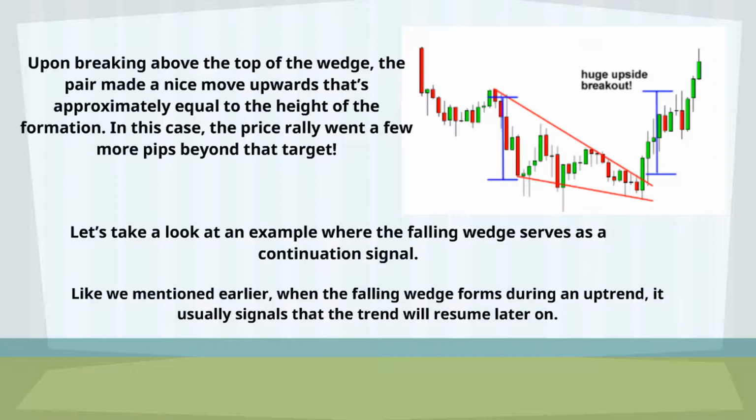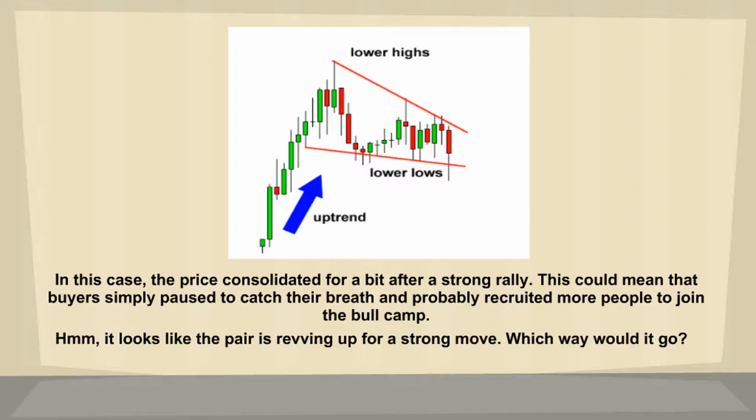Let's take a look at an example where the falling wedge serves as a continuation signal. Like we mentioned earlier, when the falling wedge forms during an uptrend, it usually signals that the trend will resume later on. In this case, the price consolidated for a bit after a strong rally. This could mean that buyers simply paused to catch their breath and probably recruited more people to join the bull camp. It looks like the pair is revving up for a strong move.